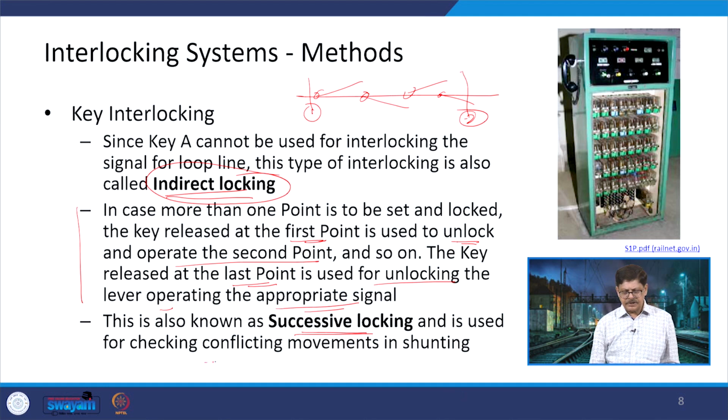It is used for checking conflicting movements in shunting. In the case of shunting, the engine or the locomotive along with the wagons may be moving from different lines or sidings to the main line or to any other line which is going to be set. In that case also this successive locking system is utilized. Here again there is another photograph being shown of the block instruments which are used to operate and get the keys.